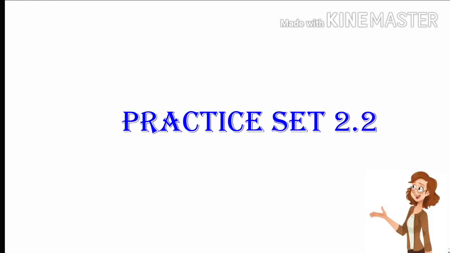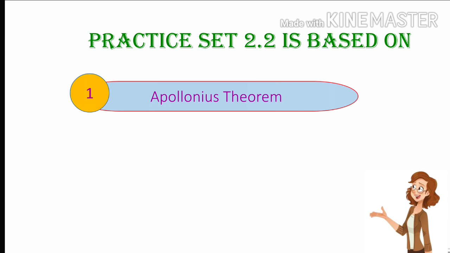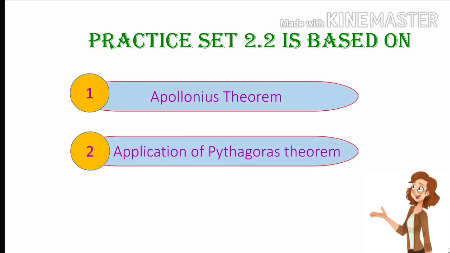In the last video, we covered practice set 2.1. Now, in this video, we are going to cover practice set 2.2. For solving the sums from practice set 2.2, we require to know the following properties. First one, Apollonius theorem, and second one, application of Pythagoras theorem.